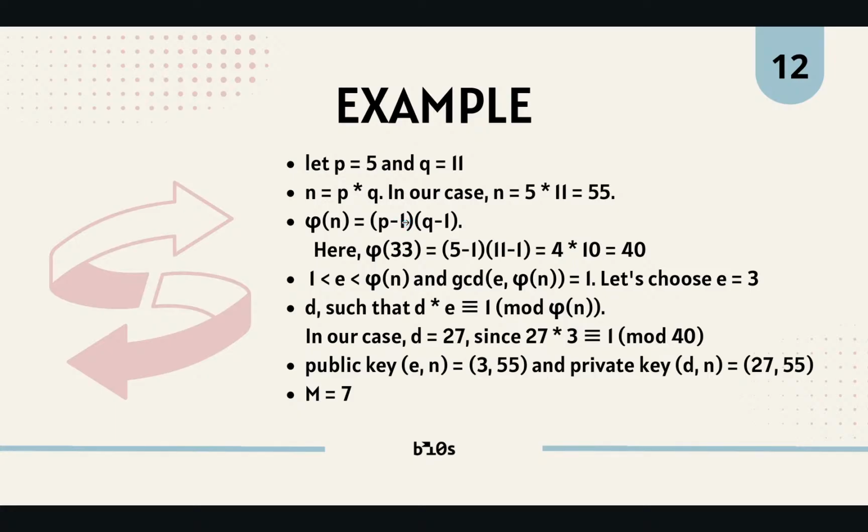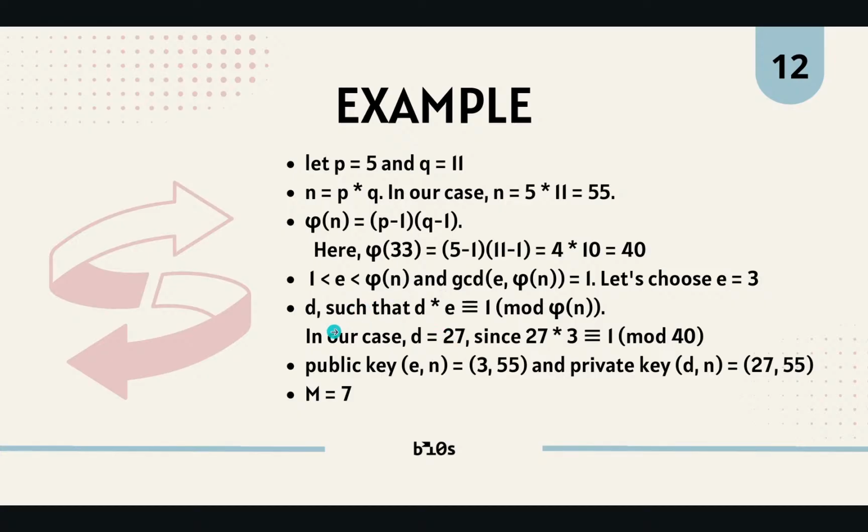Next, we find phi of n, or the totient function, the totient value, which is just p minus 1 into q minus 1. So phi of 55 would be 5 minus 1 into 11 minus 1, which is just 4 into 10 or 40. Now we pick a value of e, which is between 1 and phi of n, and we ensure that the GCD of e and phi of n is 1, meaning they're co-prime. So let me just pick the value of e as 3.